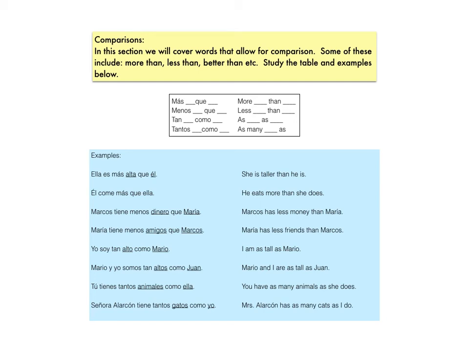You have as many animals as she does. Tú tienes tantos animales como ella. Here we have the as many as example, again separated by two words of comparison. The last one, Mrs. Alarcón, or Señora Alarcón. Mrs. Alarcón has as many cats as I do. Señora Alarcón tiene tantos gatos como yo. Again, the last example, as many as, separated by words of comparison.